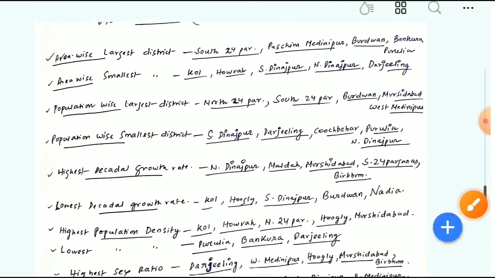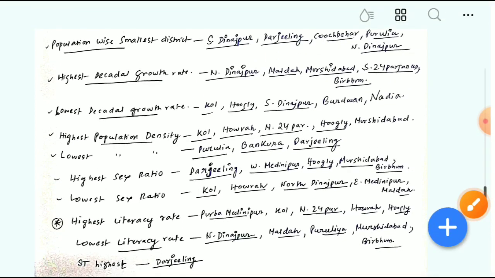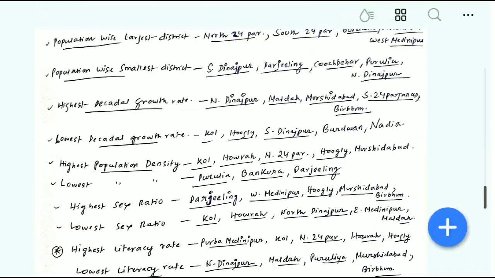Now we'll see area wise largest district. Area wise we'll see means largest and smallest. Area wise it is South 24 Parganas, largest. Area wise smallest is Kolkata. Population wise largest is North 24 Parganas. Population wise smallest is South Dinajpur. Highest decadal growth rate North Dinajpur.